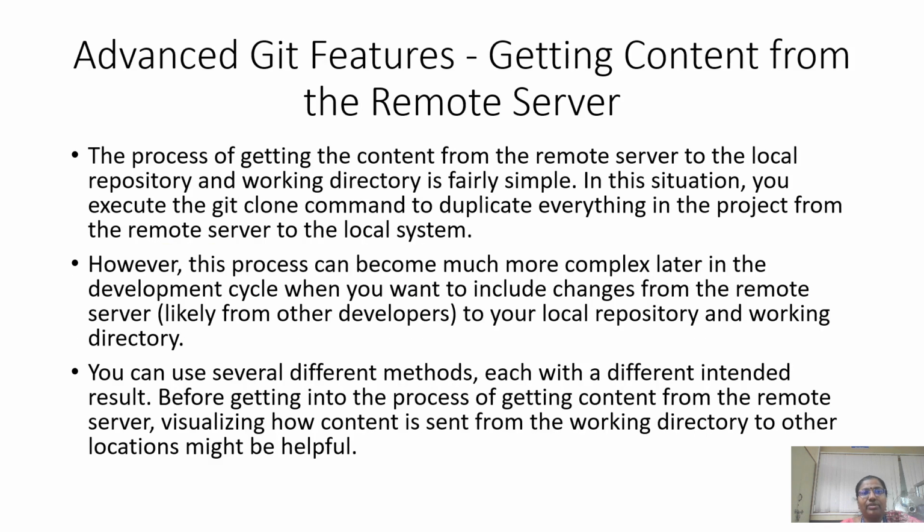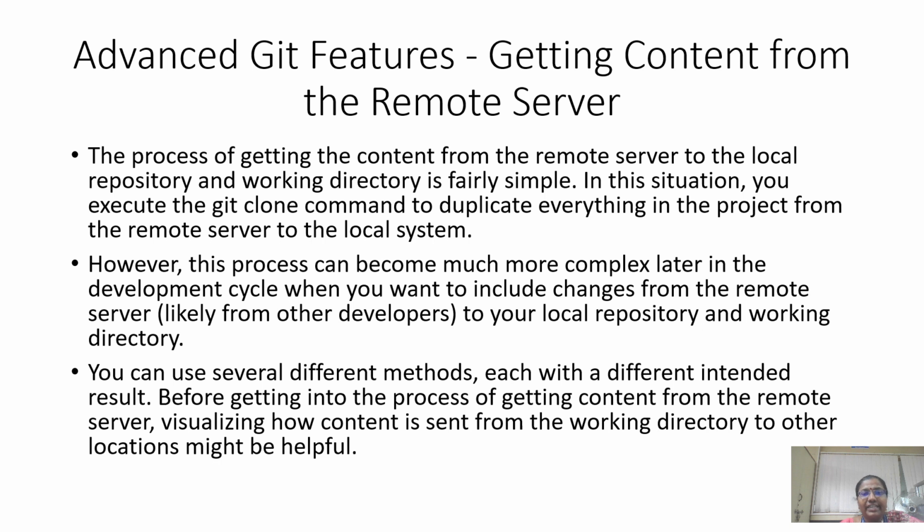Now some of the advanced Git features. First you have to get the content. We already discussed in the previous video that you download your Linux kernel from the tree, make the changes you want, and deposit them again in the repository. Those changes will be validated and then you can deposit. In what way can you do this? First you have to get the content from the remote server.